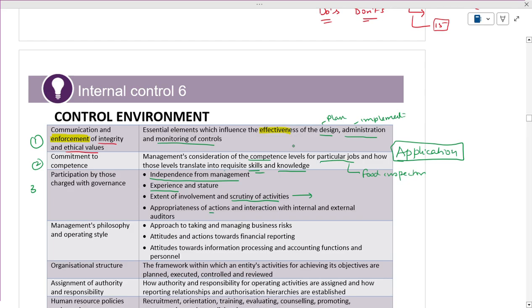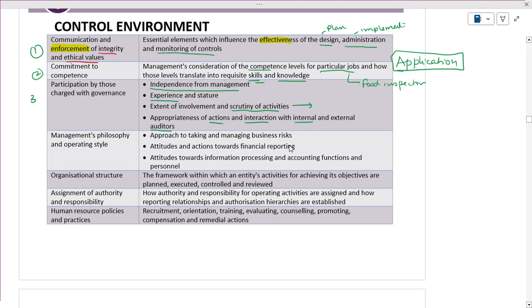Next, appropriateness of actions and interactions with internal and external auditors. The most important thing is that people take internal auditors as appointed by the management, and think we can take it lightly. No, internal auditors as well as external auditors are equally committed and responsible to those charged with governance. The external auditor should report to the people charged with governance. The internal auditors have been appointed by the people charged with governance. So both positions are equally important. If internal auditors are effective, automatically the task of external auditors will be easier.